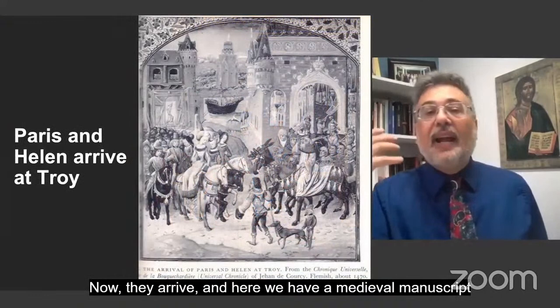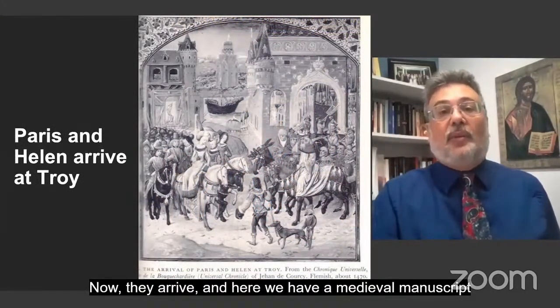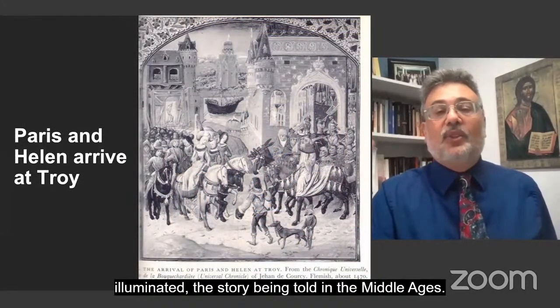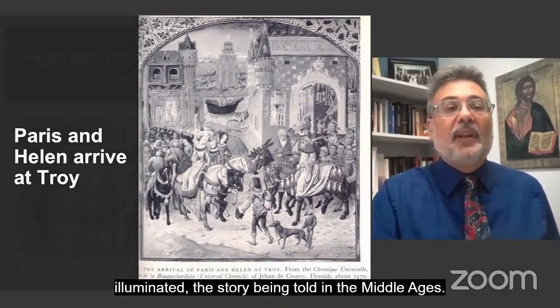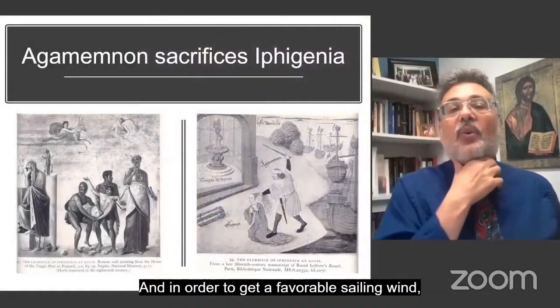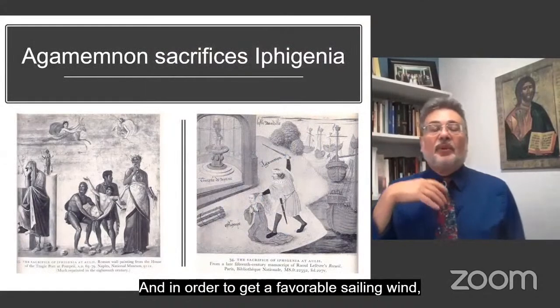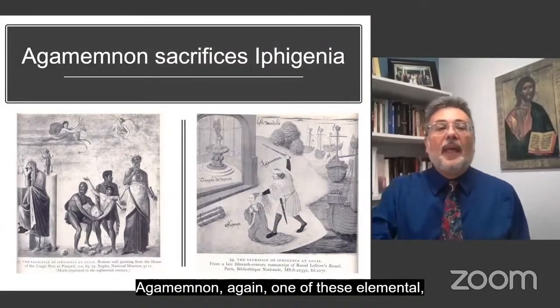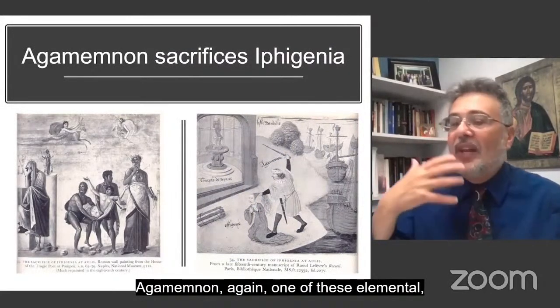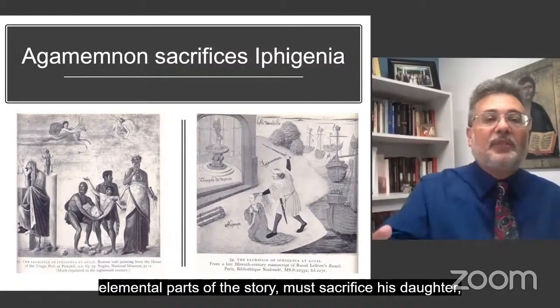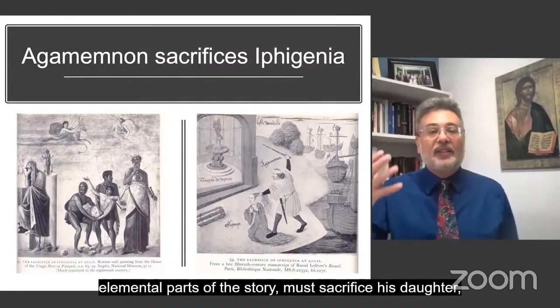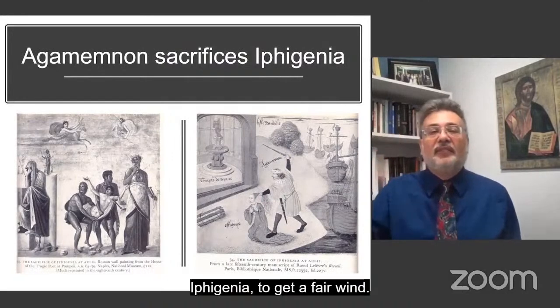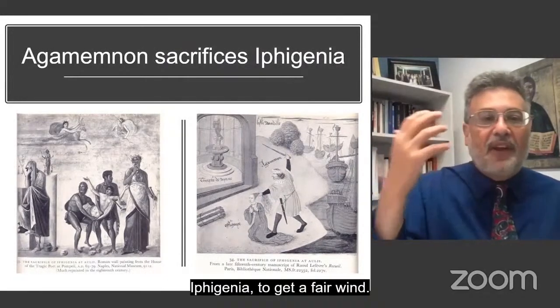Now they arrive, and here we have a medieval manuscript, illuminated, the story being told in the Middle Ages. And in order to get a favorable sailing wind, Agamemnon, again, one of these elemental parts of the story, must sacrifice his wife, his daughter, Iphigenia, to get a fair wind.